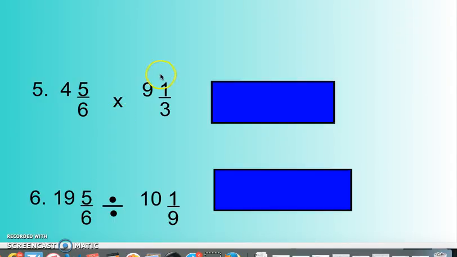So 5 times, how about this, 9 and 1/3? Is this 1/3 enough to bump it up to 9.5 or to bump it up to 10?